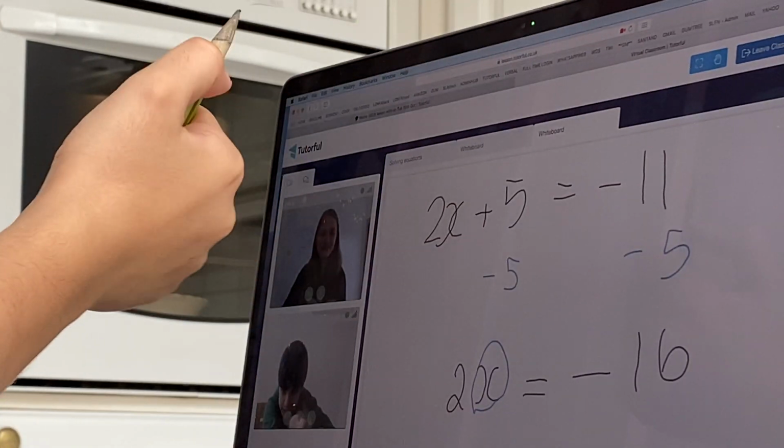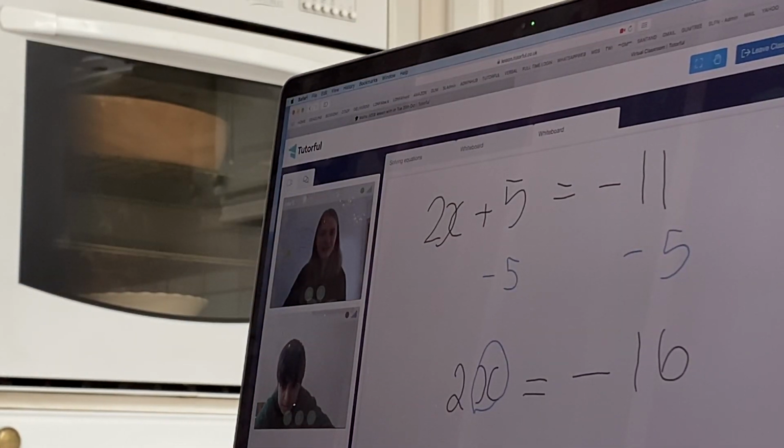So 2x is 2 times x. Okay, 8. So x is going to be equal to, not 8, -8. Great. So just to kind of show how we get there.